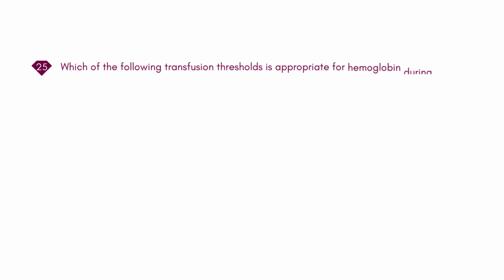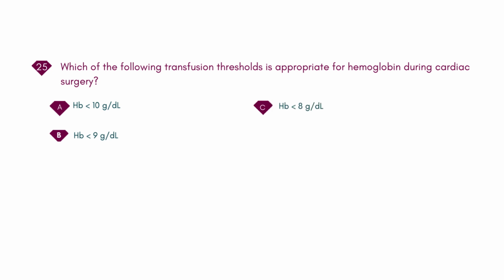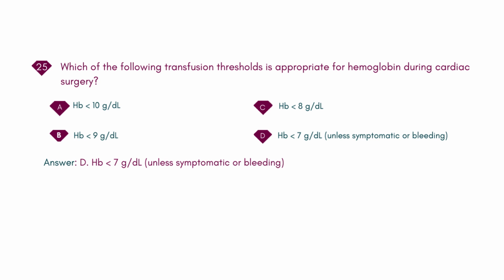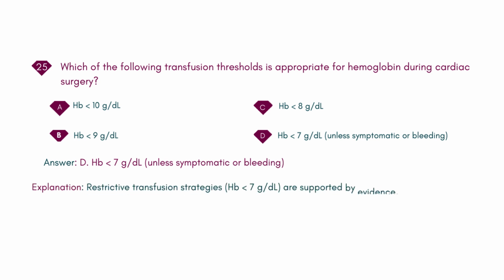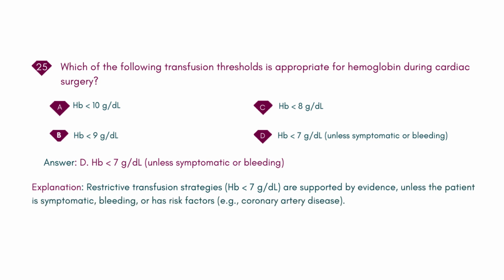Which of the following transfusion thresholds is appropriate for hemoglobin during cardiac surgery? A. HB less than 10 g/dl. B. HB 9 g/dl. C. HB 8 g/dl. D. HB 7 g/dl, unless symptomatic or bleeding. Answer: D. HB 7 g/dl, unless symptomatic or bleeding. Explanation: restrictive transfusion strategies, HB 7 g/dl, are supported by evidence, unless the patient is symptomatic, bleeding, or has risk factors, e.g., coronary artery disease.